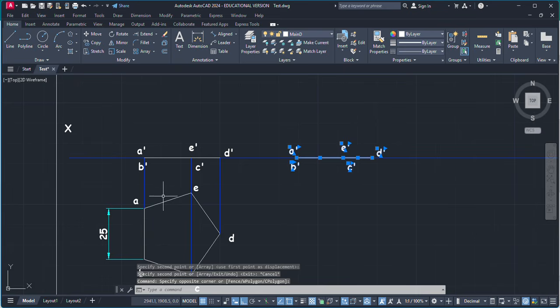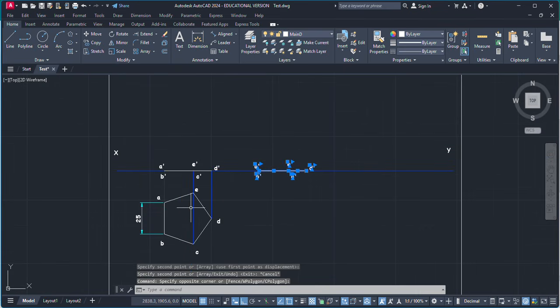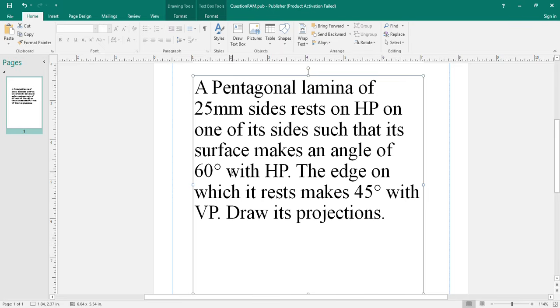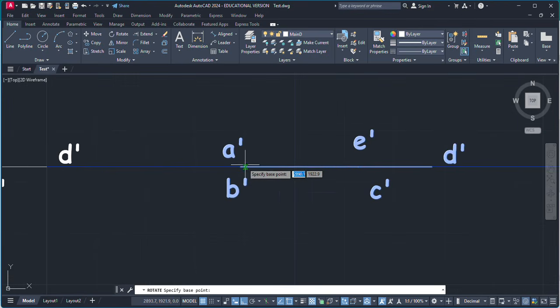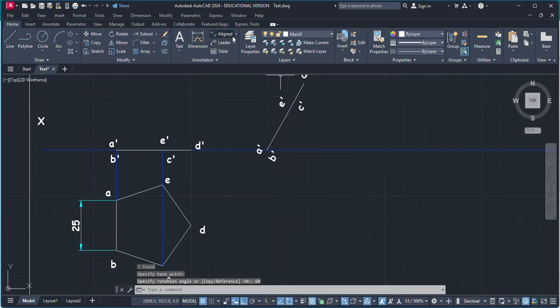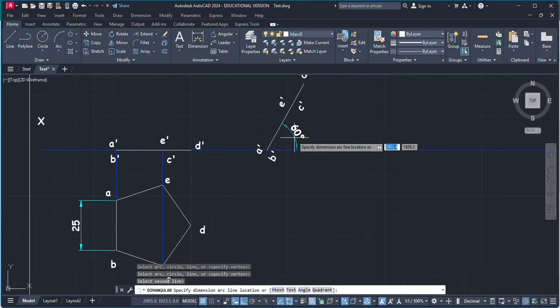Now select this, because after rotation, when this plane is inclined at 60 degrees with the HP, this front view is going to appear as an inclined line. So I'm going to rotate this. The rotation angle is 60 degrees. I'm taking this as a base point and just typing the angle 60. Now this is inclined at 60 degrees with the HP.